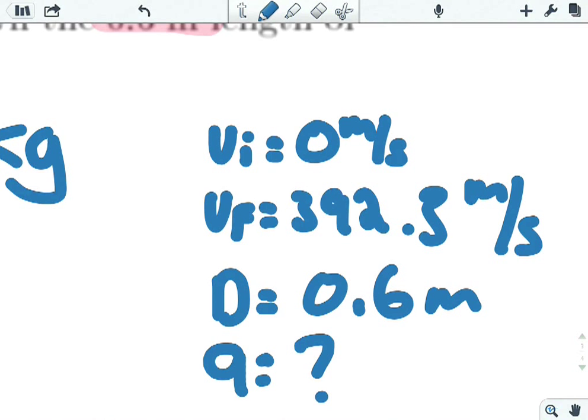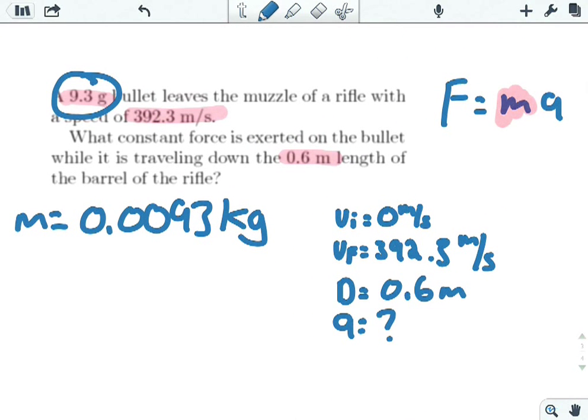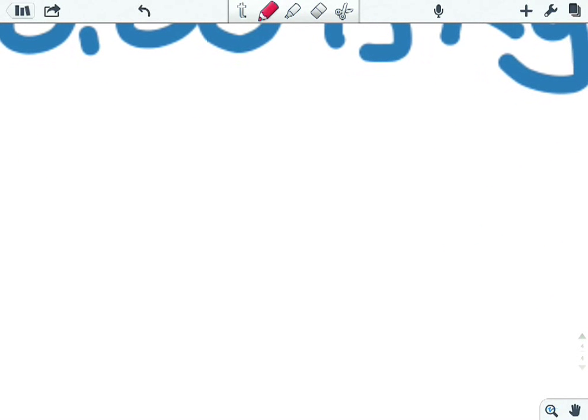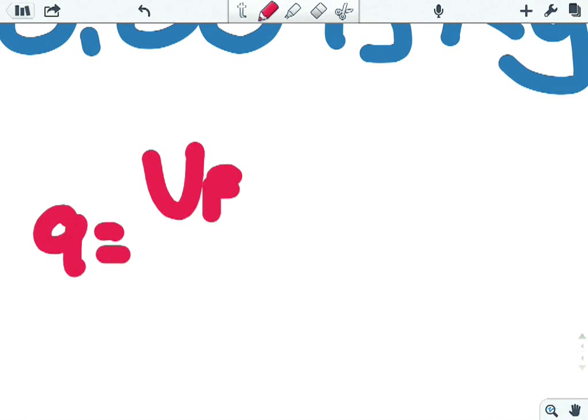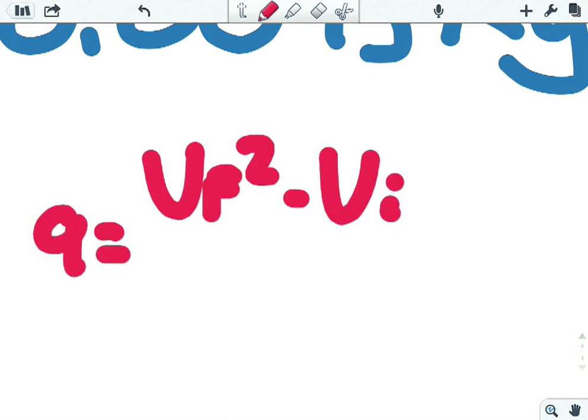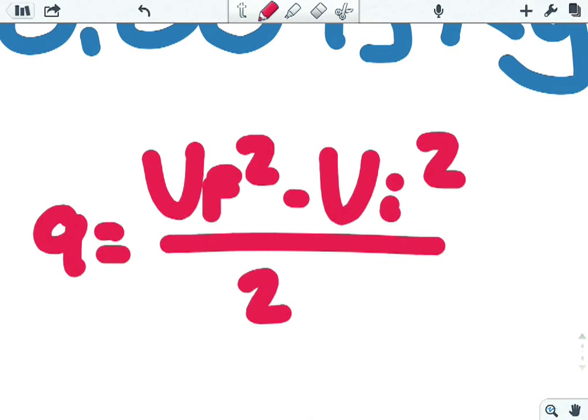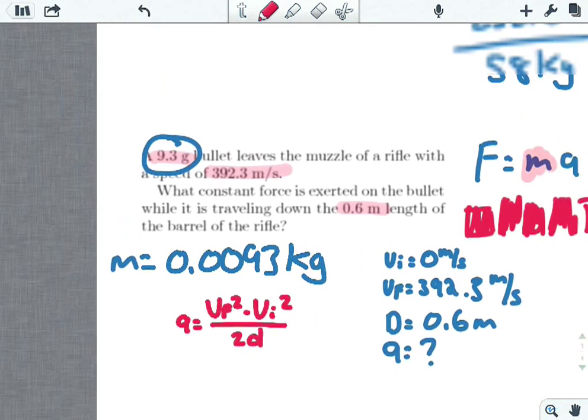Okay, so here are our variables, that's what we have. Let's go ahead and do IFDAT and figure out what equation we're going to use. IFDAT, and we see that we have initial velocity, final velocity, distance, and we're searching for acceleration. So we're going to use the equation that does not have time. That equation is acceleration equals our final velocity squared minus our initial velocity squared all over 2d. Okay, that's going to be our equation.